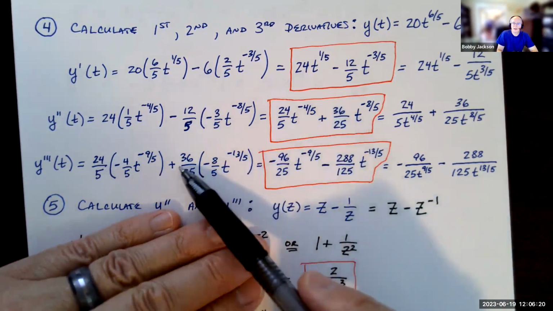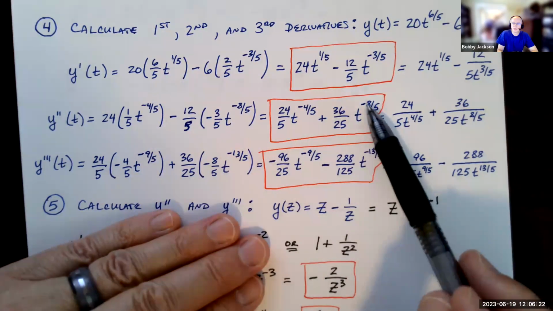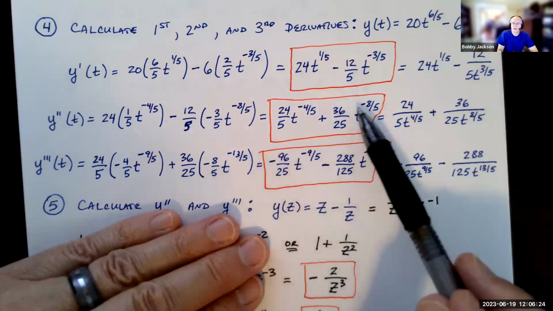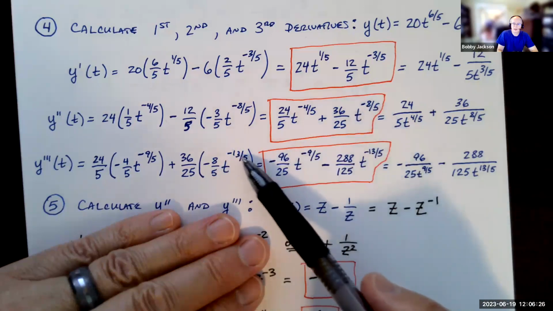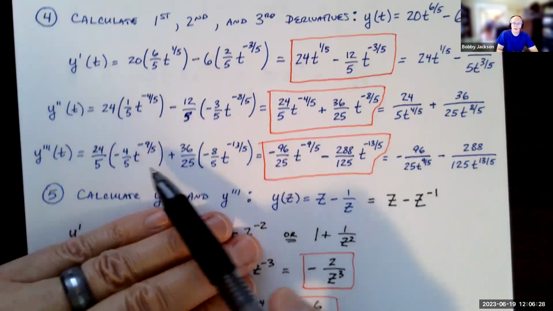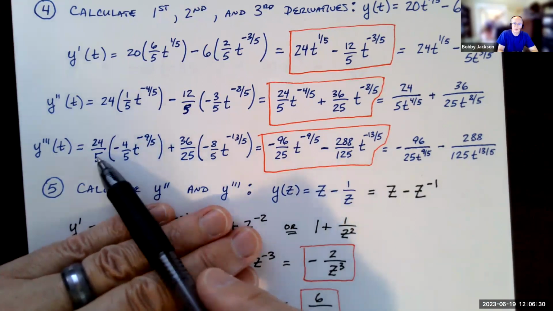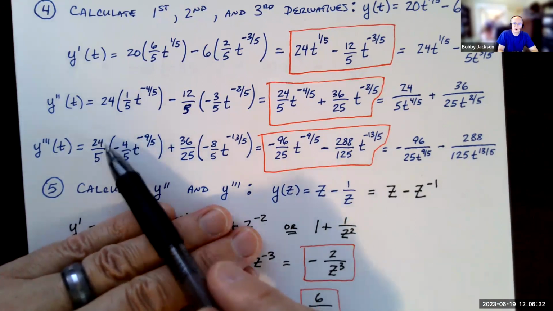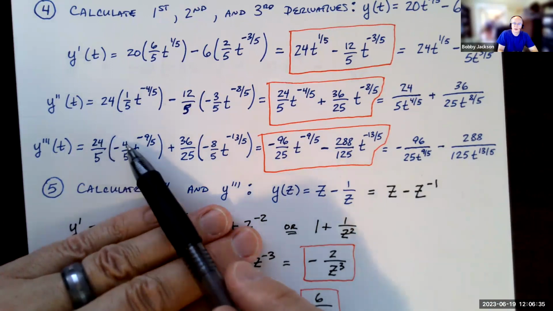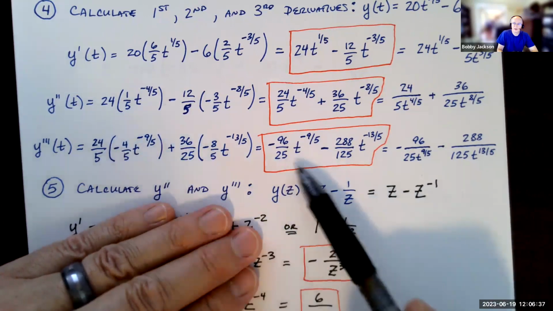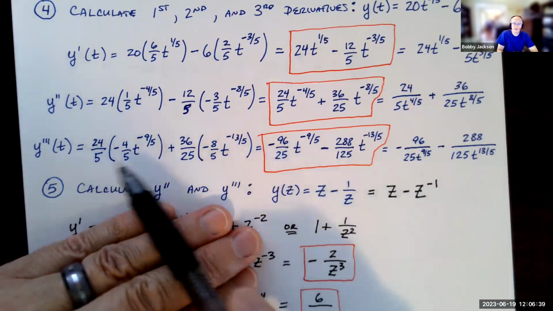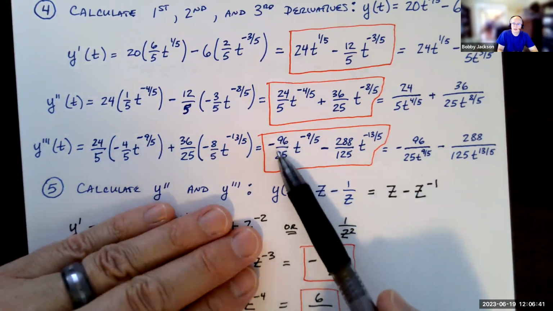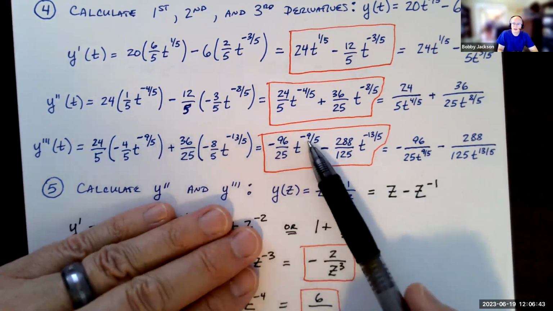Then 36/25ths constant multiple, bring the negative 8/5 down, subtract 1 from negative 8/5 is negative 13/5. And then just clean this up. Again, no common factors in the numerator or denominator. 24 times 4, notice it's negative. I get negative 96. 5 times 5, 25, negative 96/25ths, t to the negative 9/5.